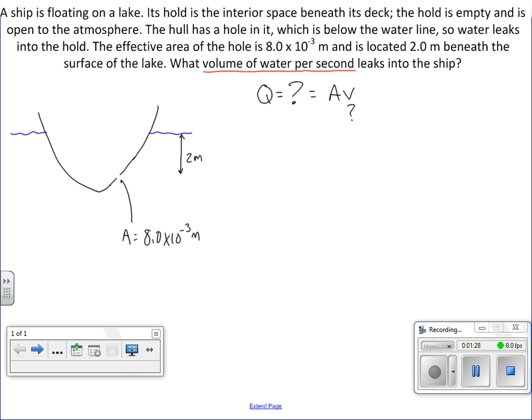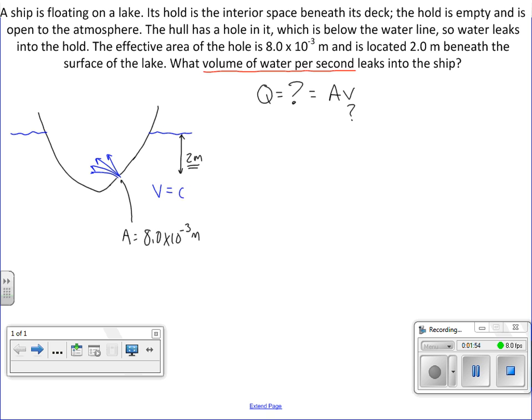Okay, so here's the deal. This is a Bernoulli equation question. How do you know? Well, I know because I see different heights. I know because it involves a speed of water, a speed of a fluid that's rushing into this hole. All right, and we can assume that there's a speed out here. Any guesses as to what that speed is?